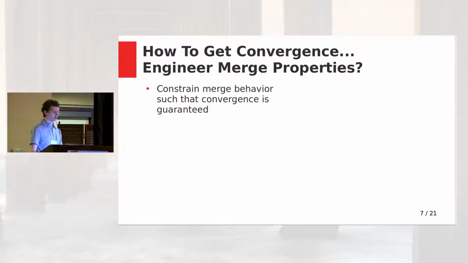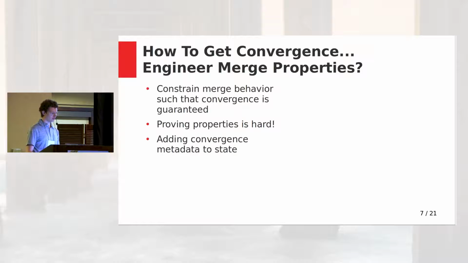Well, one way is we could look at our merge function, and we could try to engineer a proof that our merge function's behavior will guarantee convergence. And that's not our favorite solution, partly because proving properties is hard. I think everyone's aware of this. And also, sometimes you just can't really.